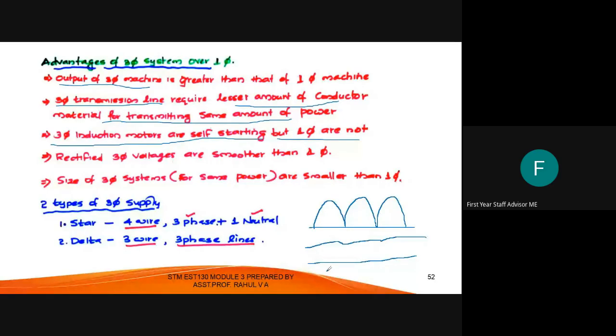Okay. So what are the advantages of the three-phase system? One is that output power is more in a three-phase system compared to a single-phase system. The second point is that lesser conductive material is used in a three-phase system. The third point is that single-phase motors are not self-starting, but three-phase motors are self-starting. The fourth point is that the rectified output voltage of three-phase is smoother than single-phase. The last point is that the size of a three-phase system for the same power is smaller than single-phase.